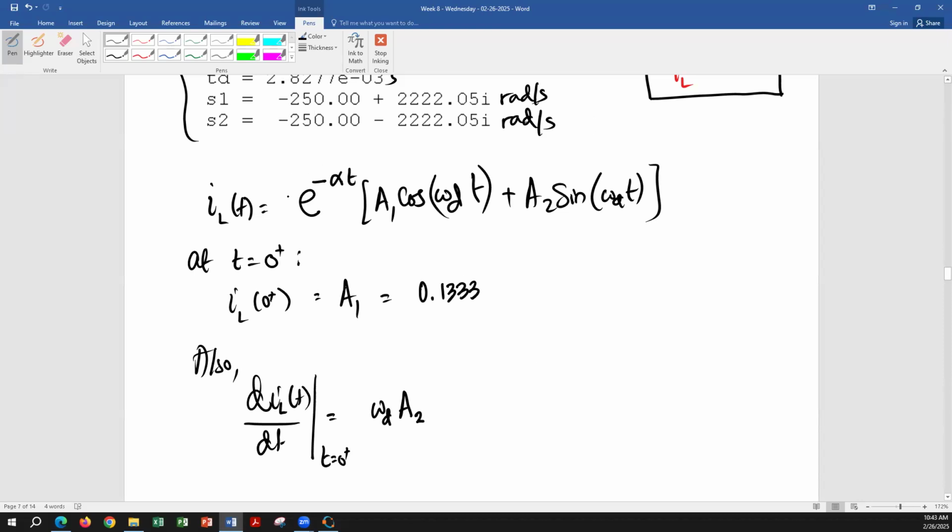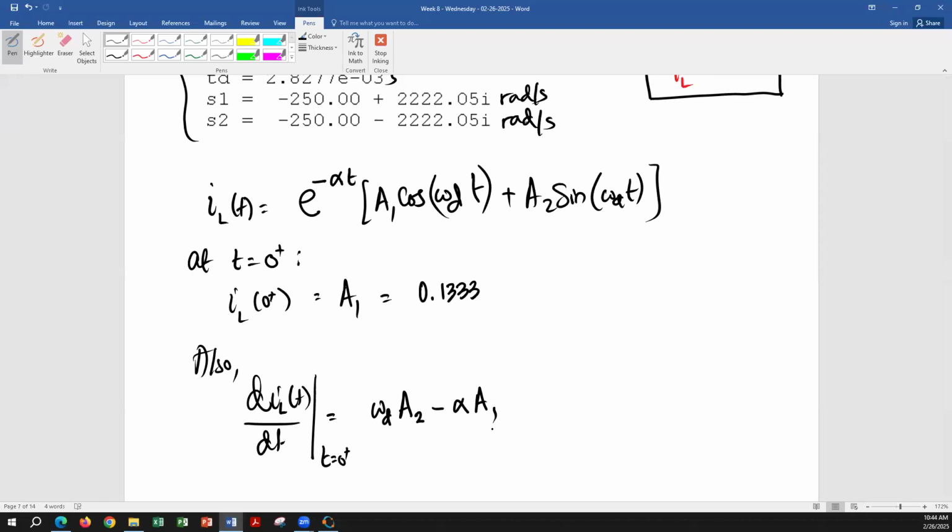And then I'm going to take the derivative of this negative alpha e to the power negative alpha t. And this will stay the same. So the cosine term is going to be 1. Exponent will be 1. So I'm going to have negative alpha a1. This is, as I discussed with you last on Monday. When you take the derivative and put t is equal to 0, you're going to get pretty much a standard equation, which is omega d A2 minus alpha A1.